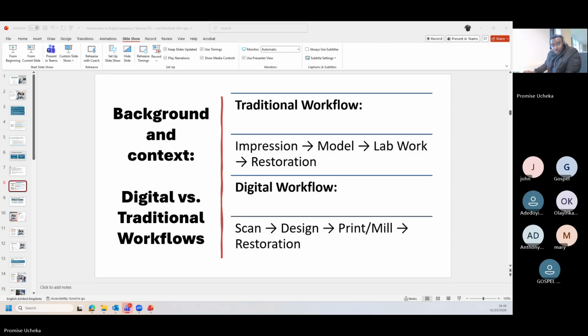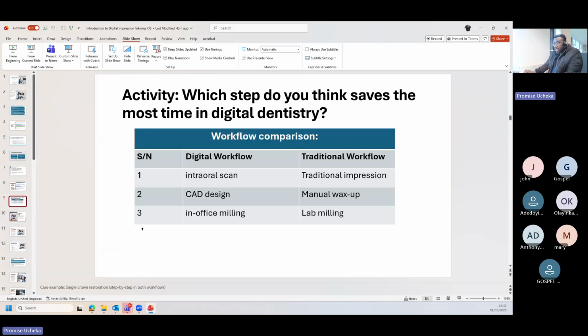Okay, so in the digital workflow, you have scanning, design, printing or milling, and now you have a restoration that has been produced. So out of these, moving from traditional to digital, which of these steps do you think would save more time?